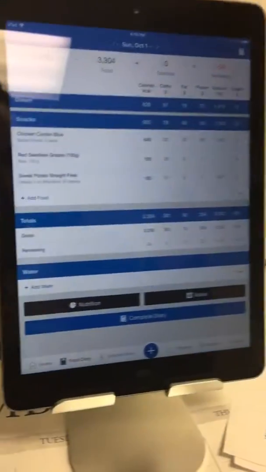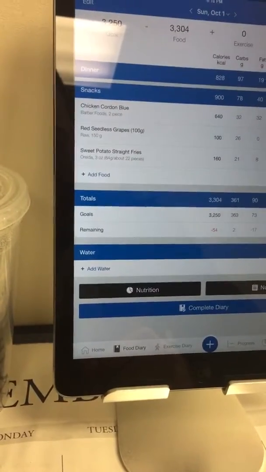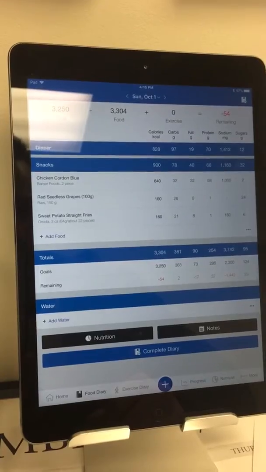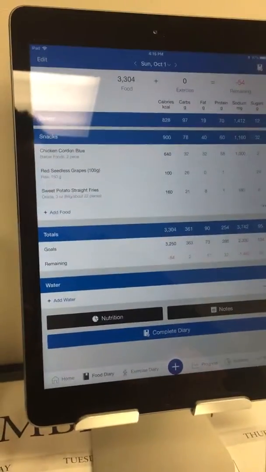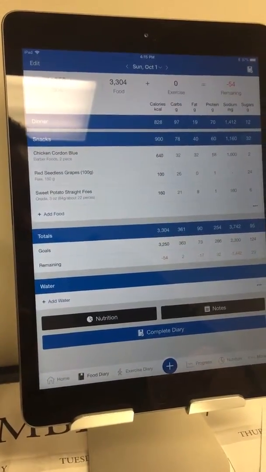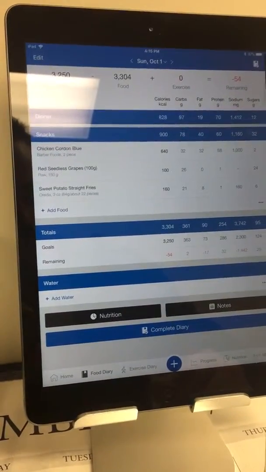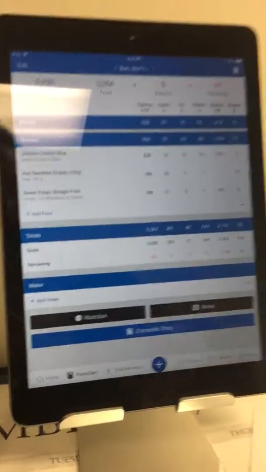3,250 calories a day, which is going to be, let's see, so at 3,250 calories a day, that's going to give me 363 grams of carbs, 73 grams of fat, and 286 grams of protein.